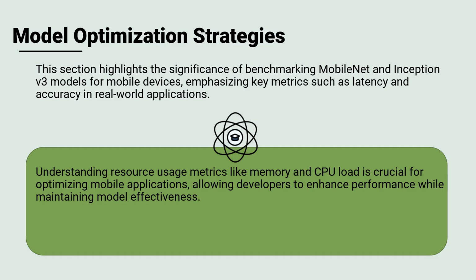So far, we learned about the benchmarking of Mobilenet and Inception models using TensorFlow's benchmark model tool, focusing on their performance metrics like latency, throughput, and accuracy for mobile applications. We covered how to load these models in both Android and iOS environments and implemented benchmarking functions to assess their inference times and accuracy against a dataset. Additionally, we discussed the importance of resource usage metrics such as memory and CPU load, which are crucial for optimizing mobile app performance. Now, we will explore effective deployment strategies for these models on mobile platforms.